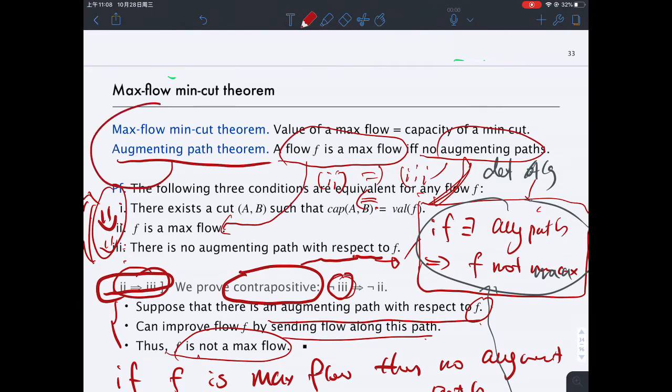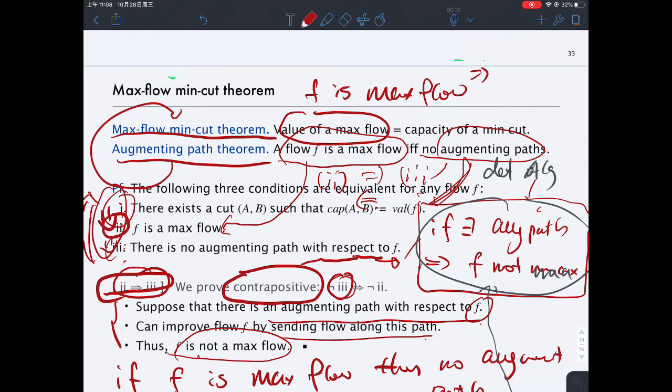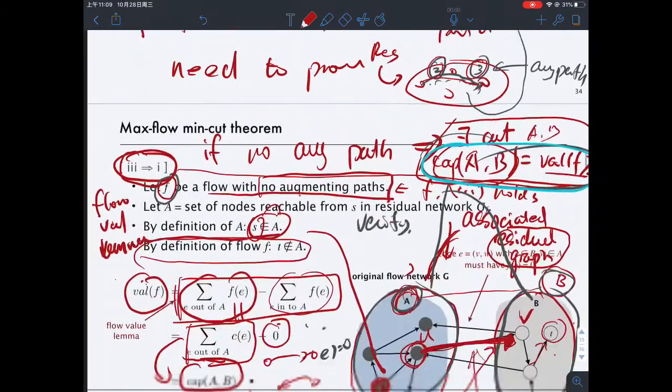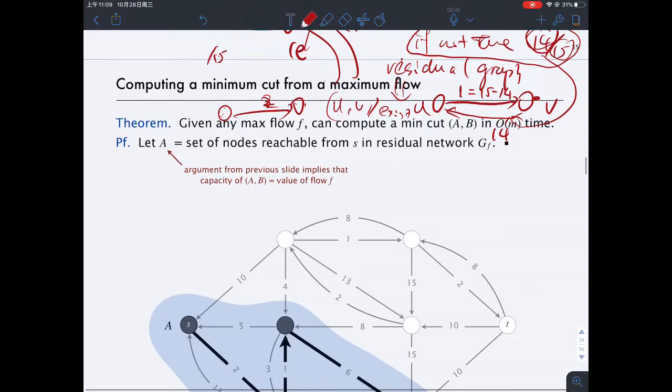If we are able to show that the augmenting path theorem is correct, the max flow indeed is the same as the min cut. So if f is a max flow, then condition 2 holds, and condition 1 also holds. That basically means that there exist A and B such that the capacity of A and B is the same as the value of f. And then after we use the weak duality theorem, that basically means that the A and B also has to be a min cut. So that basically wraps up the entire max flow min cut theorem.